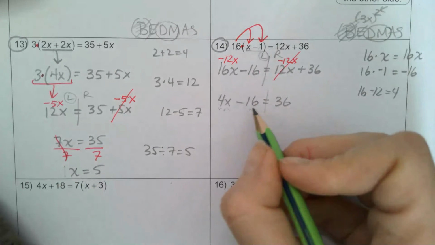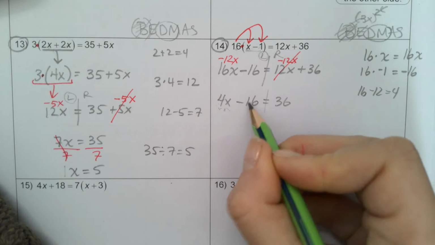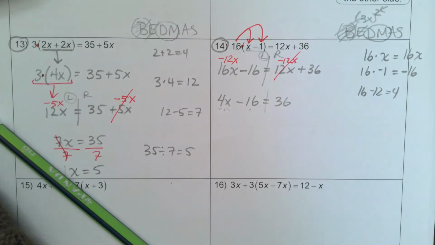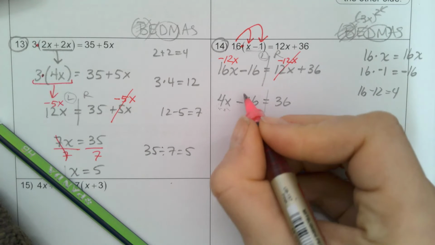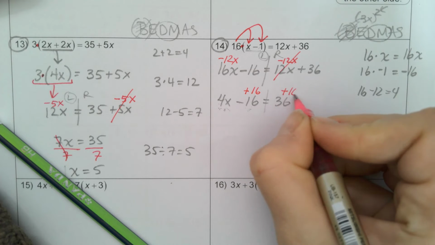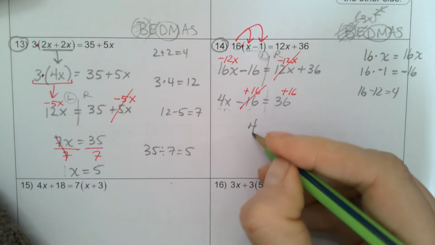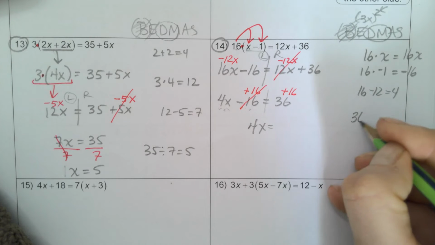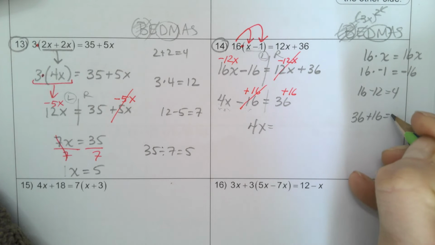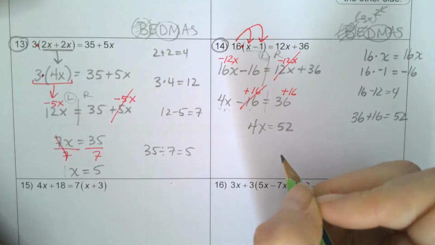Or you can think, the 16 doesn't have a variable of x, so he should move to the other side. So I lose 16, so I have to do the opposite. I add 16 to both sides. That's 0. So then I have 4x equals 36 plus 16 equals 52. So that's 52. Okay.